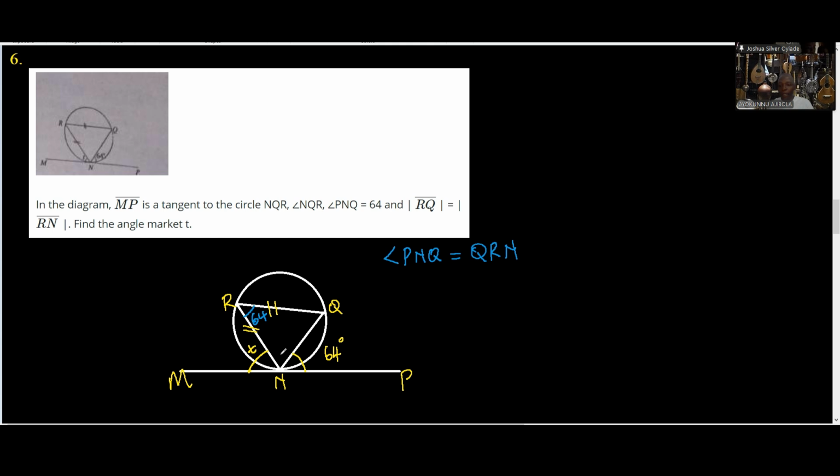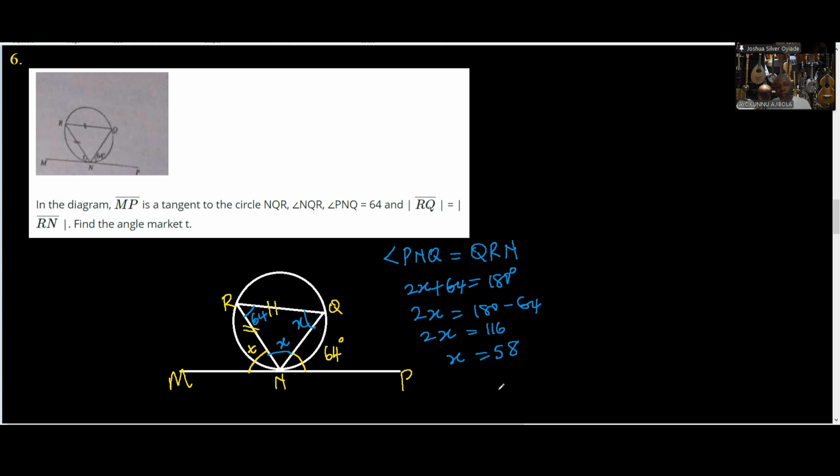Then we can find, because this is going to be equal to this based on isosceles triangle. Then we can say 2x plus 64 is 180, sum of angles in a triangle. Then we have 2x equal to 180 minus 64, which is 2x equal to 116, and x equal to 58. Okay? So if x is 58, are you following this?